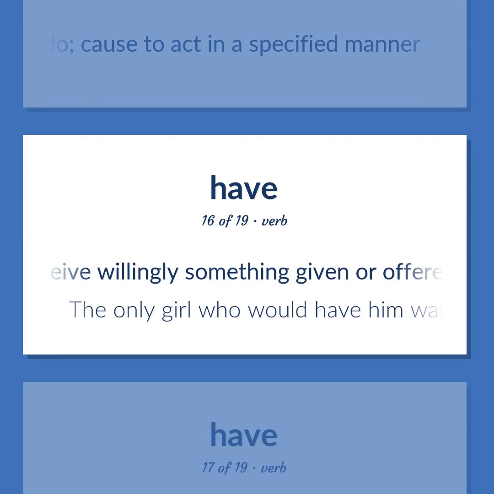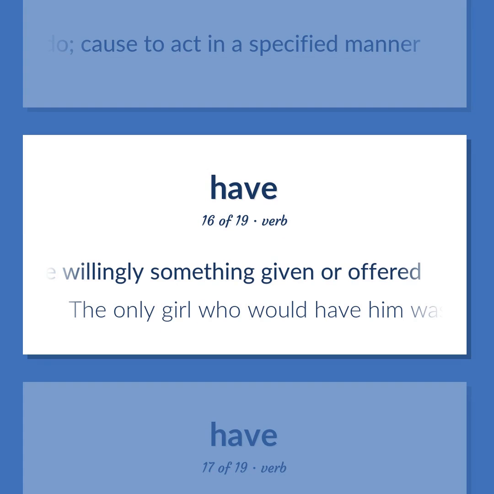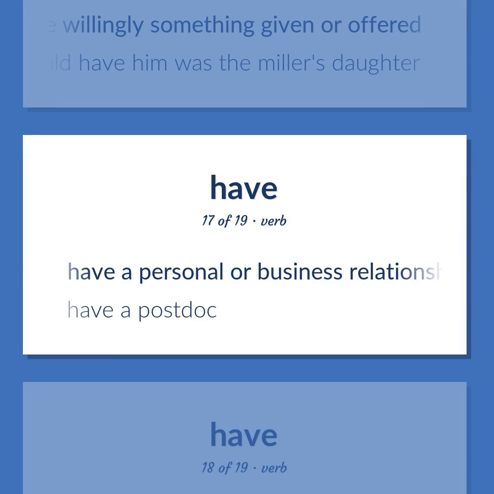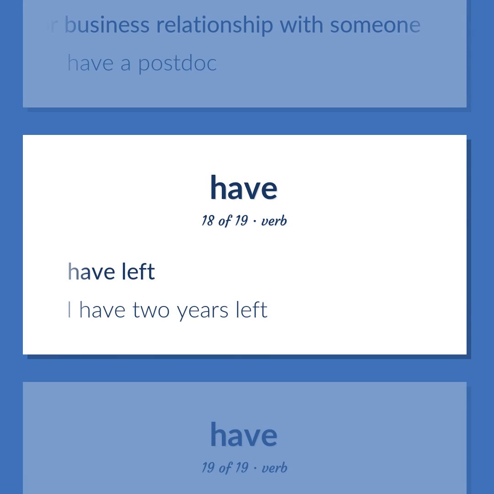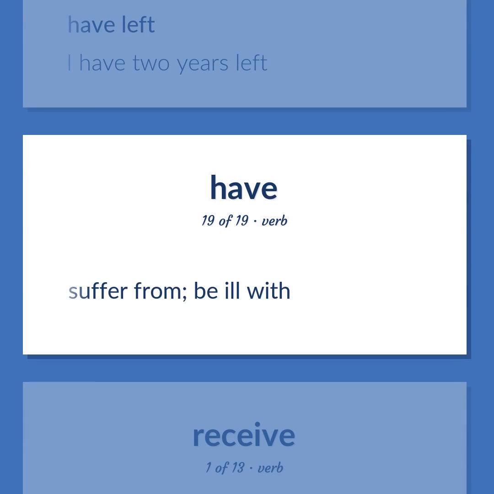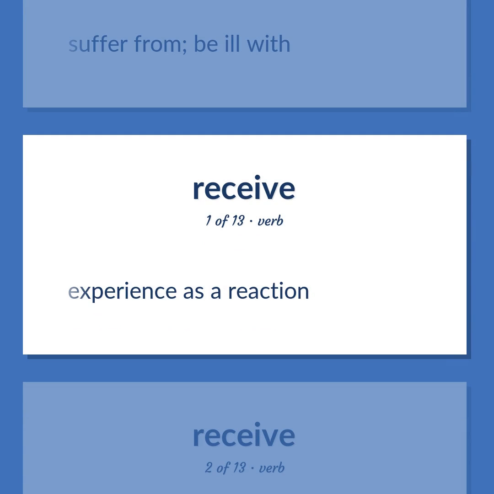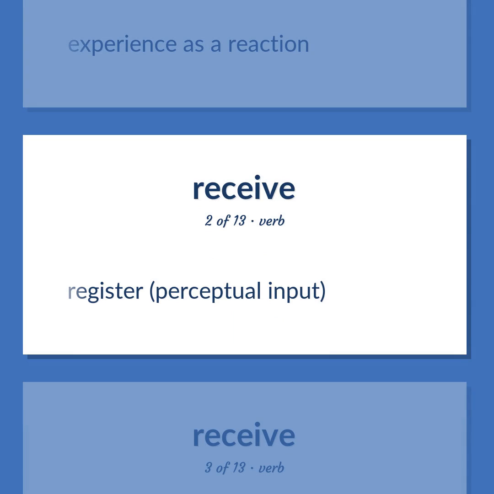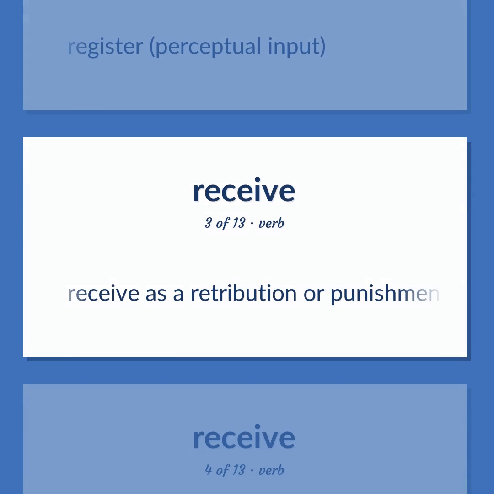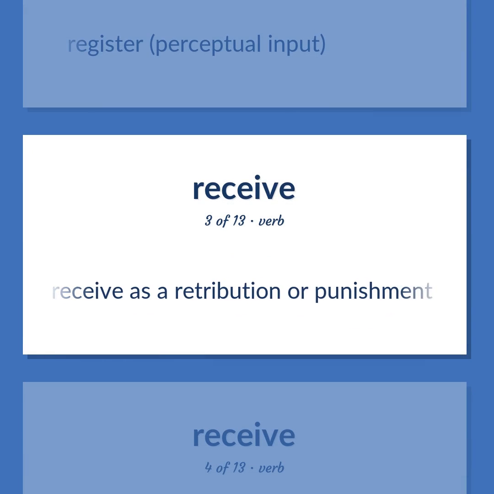Receive willingly something given or offered. The only girl who would have him was the miller's daughter. Have a personal or business relationship with someone. Have a postdoc. Have left. I have 2 years left. Suffer from. Be ill with. Experience as a reaction. Register. Perceptual input. Receive as a retribution or punishment.